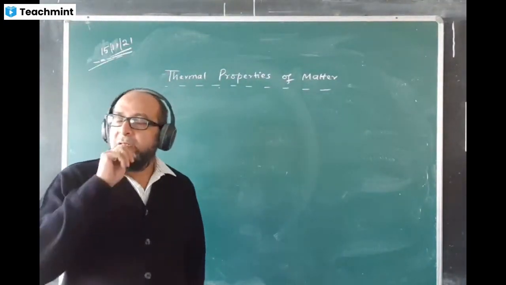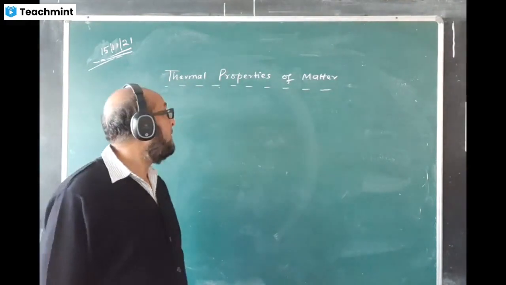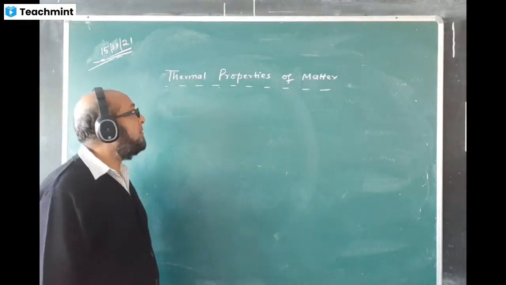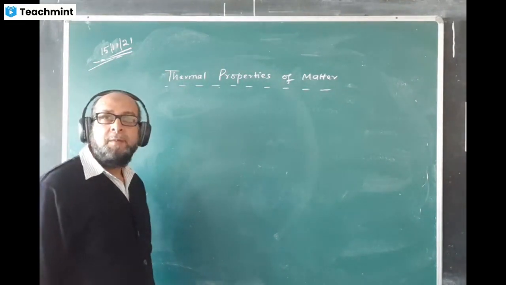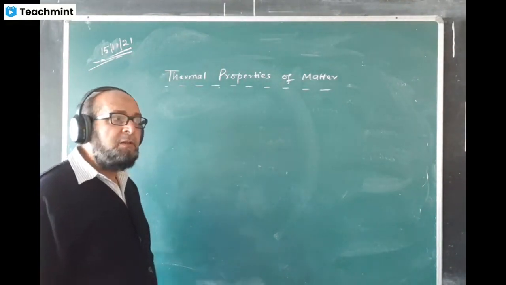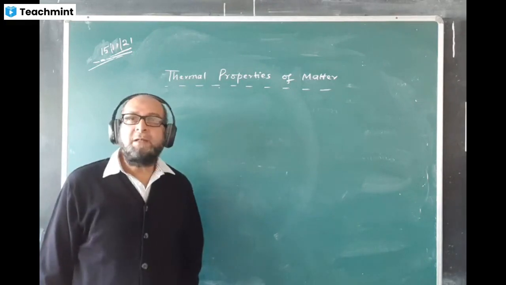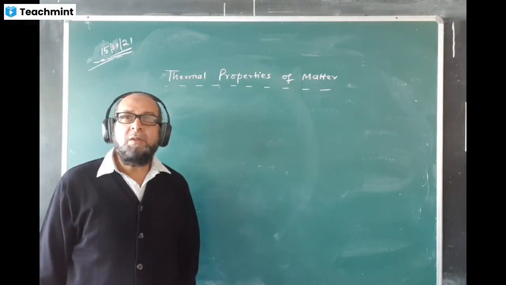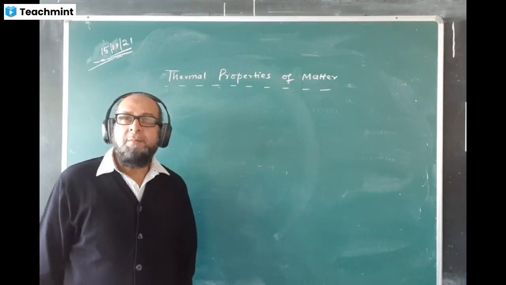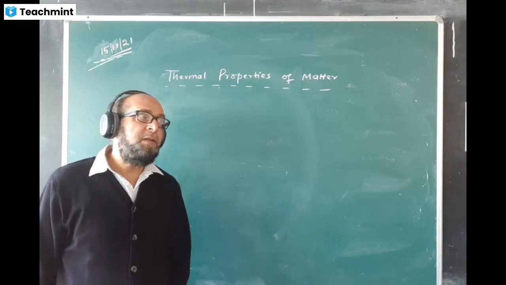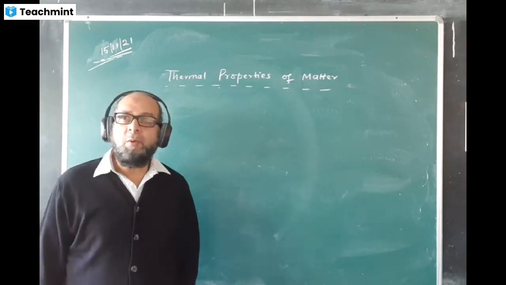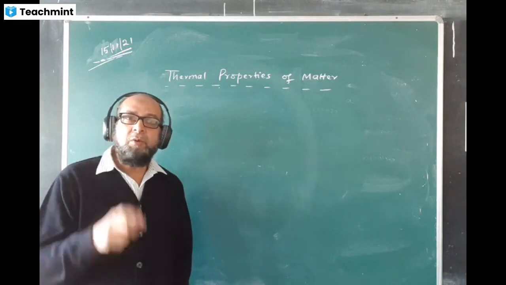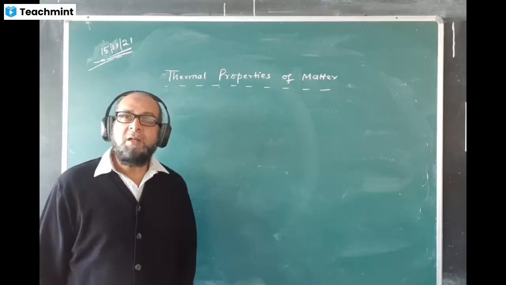Now onwards we are starting heat. Thermal property. Thermal means heat properties or temperature properties of matter. In lower classes you learned that heat and temperature are different things. Temperature means the degree of hotness or coldness in a body. Temperature does not represent how much heat it contains. A body may contain more heat or less heat. So they are different things.